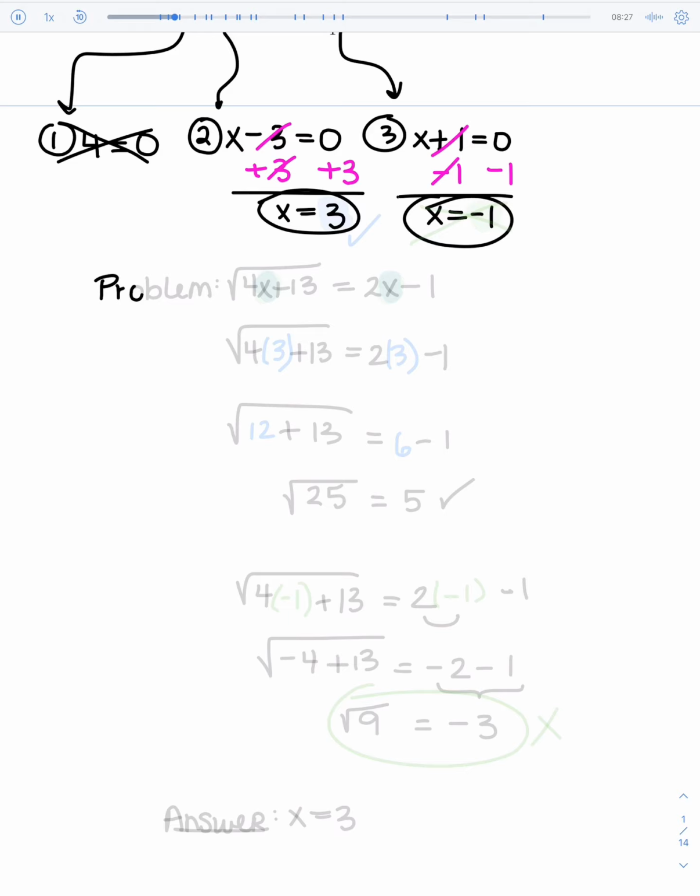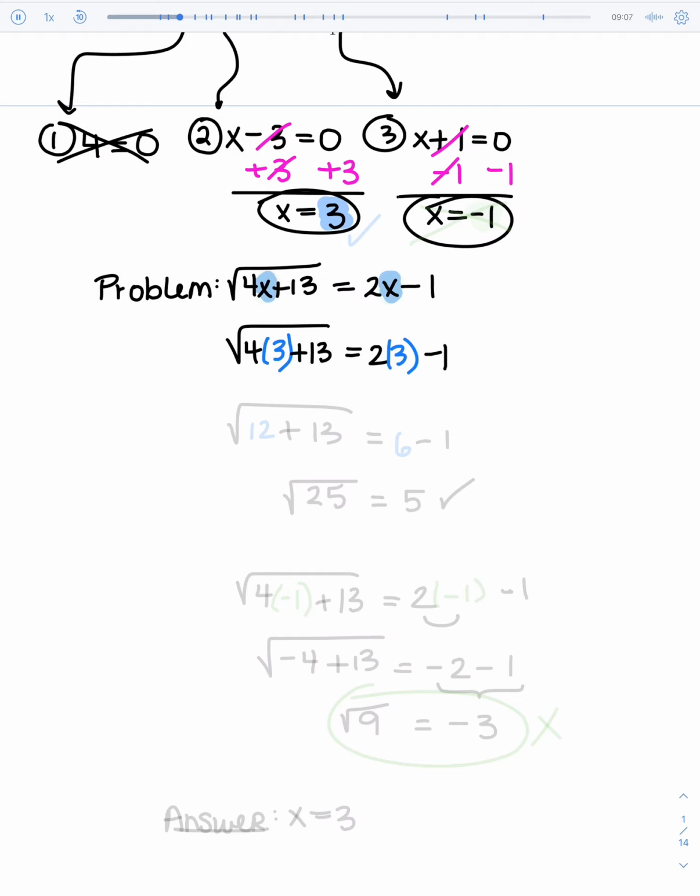So what was the original problem we had? We had the square root of 4x plus 13 equals 2x minus 1. So what we need to do is take both of our answers and plug them in and make sure that they work. So let's start out with 3. So plugging in a 3 for all your x's just to make sure it works. So we would end up with the square root of 4 times 3 plus 13 underneath the square root, and 2 times 3 minus 1 on the other side.